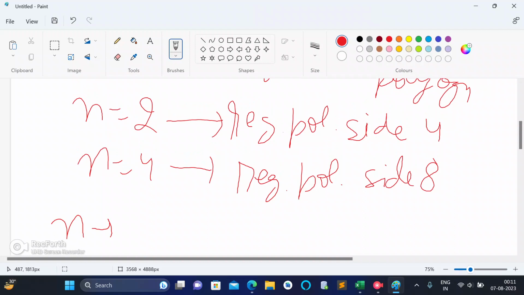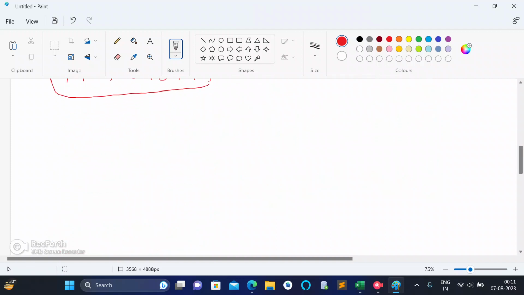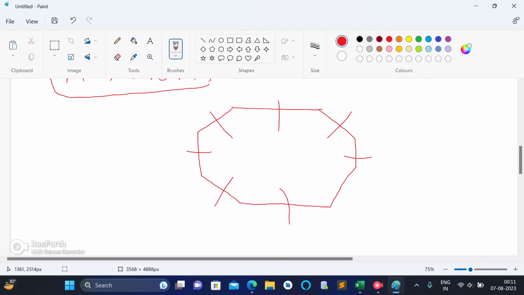In this C1 question, we are given that n will always be even. So let's take an example of a regular polygon of 8 sides. If n is 4, then the regular polygon of 8 sides would be something like this. Here are 1, 2, 3, 4, 5, 6, 7, 8. Therefore n is 4, therefore 2n is equal to 8, so it is a regular polygon of 8 sides.